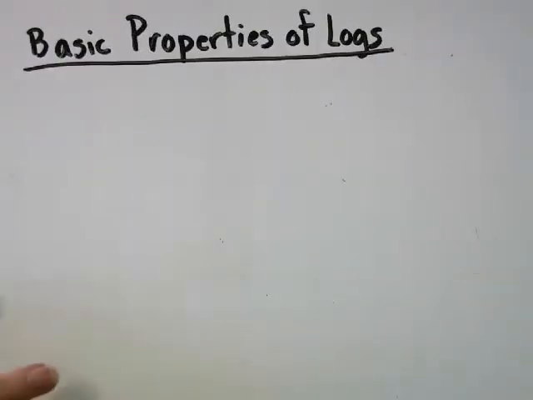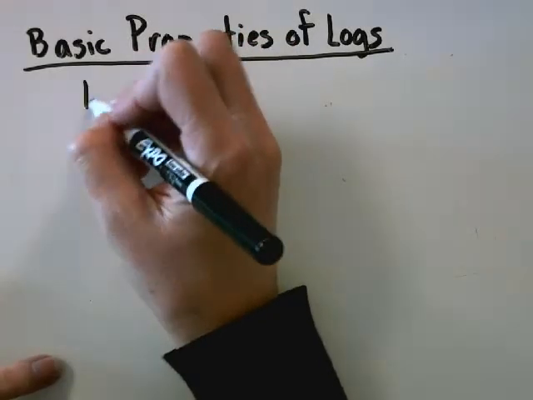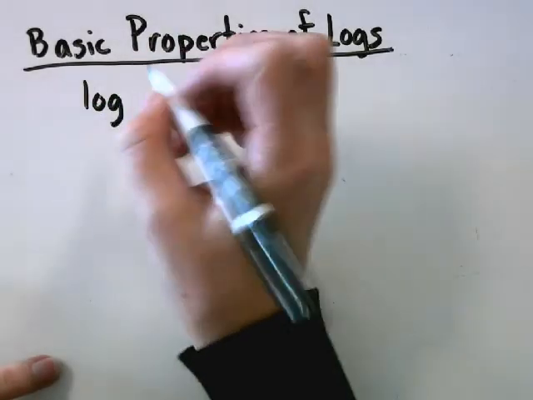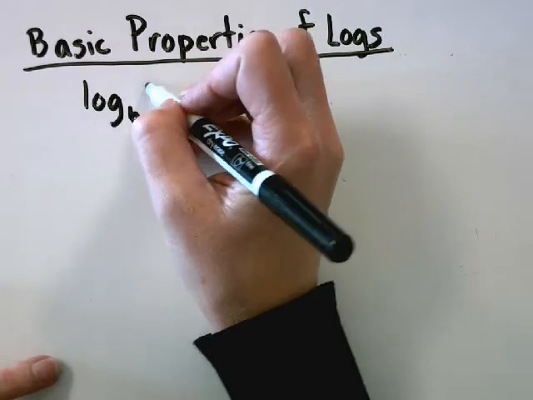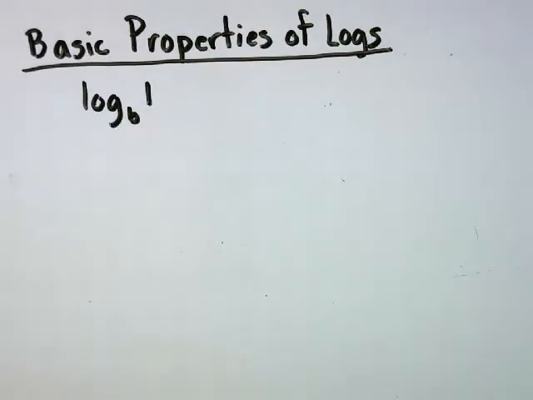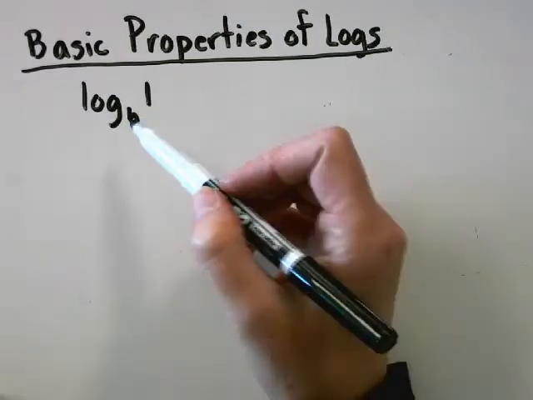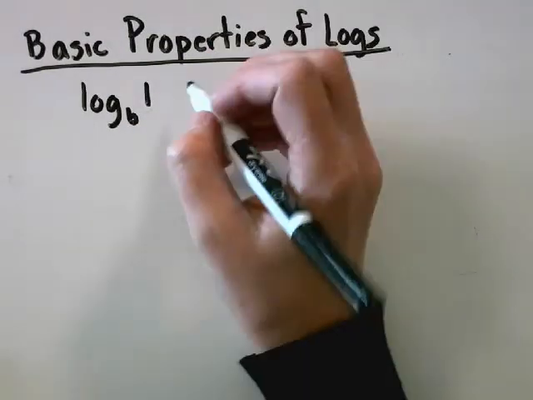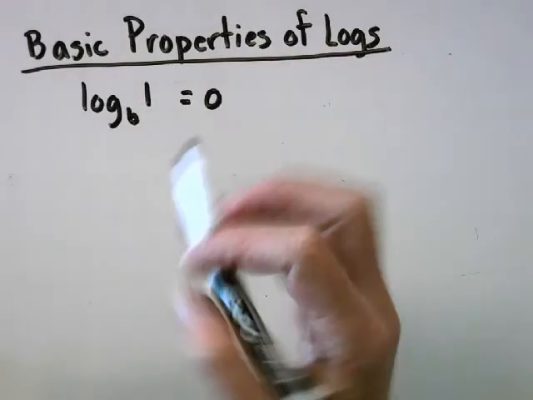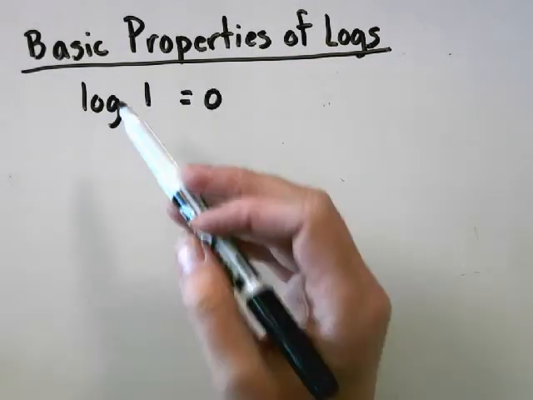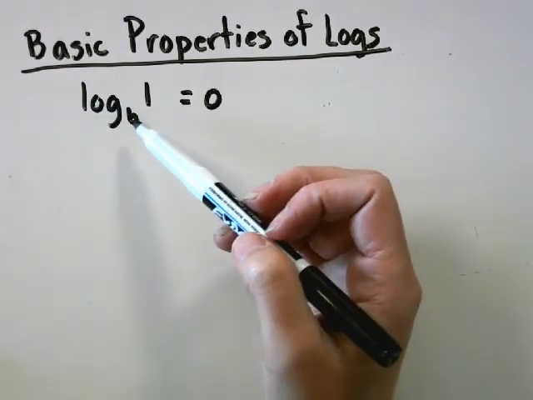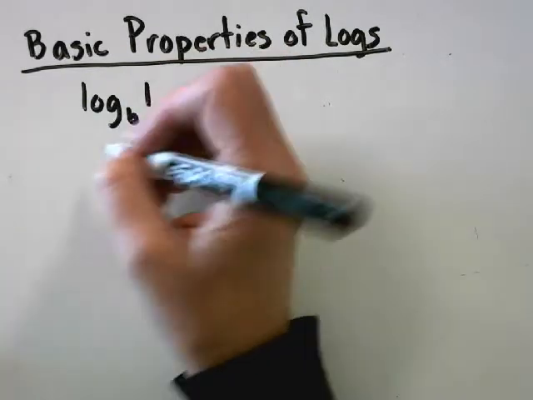So some very basic properties of logs. The first one is log base b of 1. So we're saying b to what power equals 1. That's always going to be 0 because anything to the 0th power is 1. So log base anything of 1 is going to be 0.